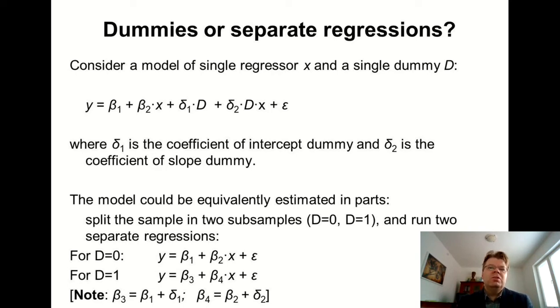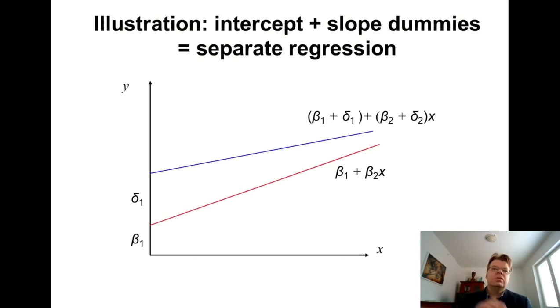We could just partition our sample into the group of apartments that have an elevator and the group of those that don't have an elevator, and run two separate regressions for these two groups. In fact, it's the same as if we would model a dummy variable for both the intercept and the slope. Okay, and here's also an illustration.